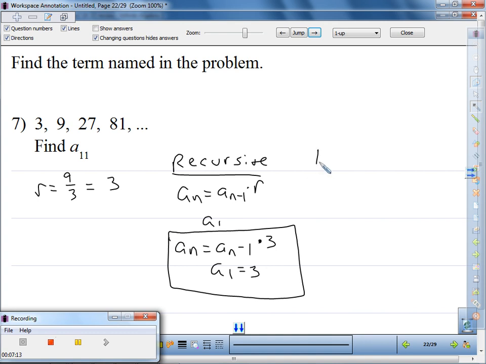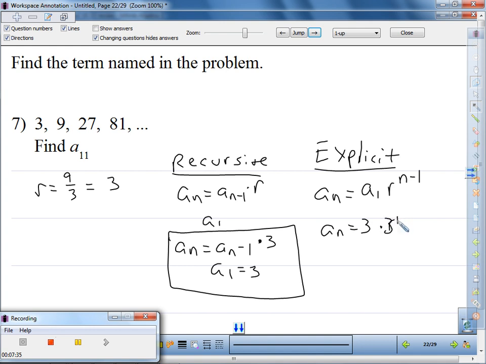Now our explicit formula is going to be a sub n is equal to a1, okay, then r to the n minus 1 power. So a sub n is equal to a1, which is 3, times r, which is 3 as well, to the n minus 1 power. I'm going to clean that up. So 3 to the n minus 1. Okay, so that's our explicit formula.